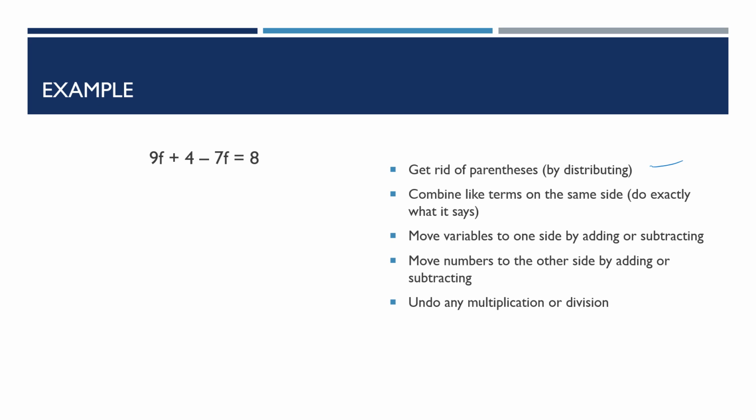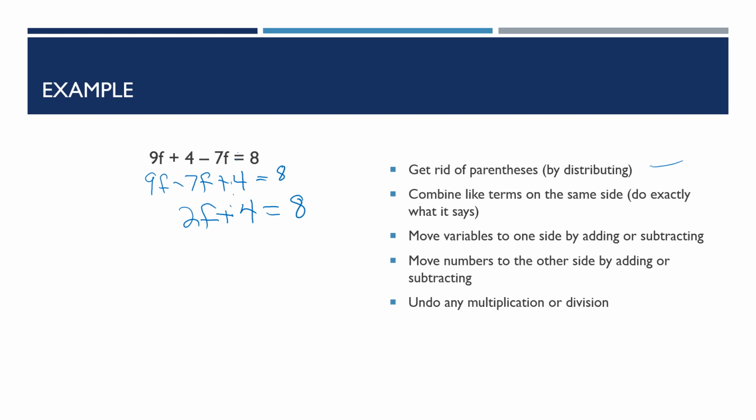Now it says combine like terms on the same side. When I say the same side, I mean the same side as the equal sign. Okay. So I'm just going to rewrite this so they're next to each other. Okay. And 9f minus 7f is 2f plus 4 equal to 8.